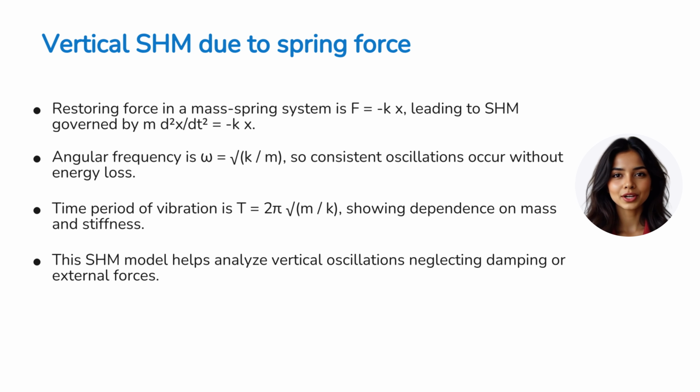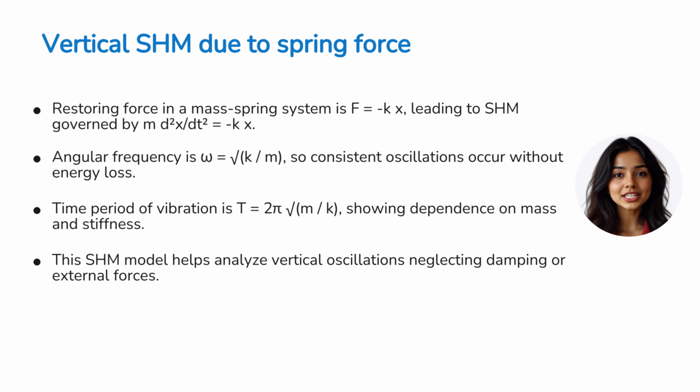Let's zoom into one of the classic examples of simple harmonic motion, the mass spring system. Imagine a block attached to a spring hanging vertically or resting horizontally. When displaced, the spring exerts a restoring force pulling it back. Mathematically, this restoring force equals negative k times x, where k is the spring constant in newtons per meter and x is the displacement from equilibrium in meters.